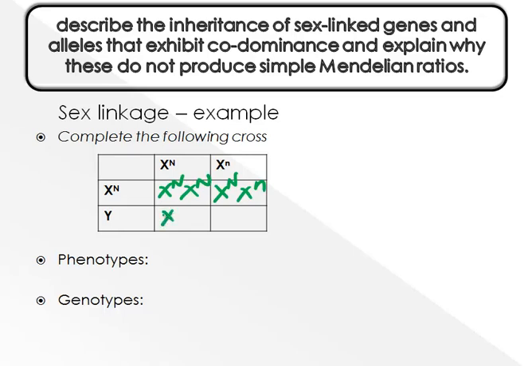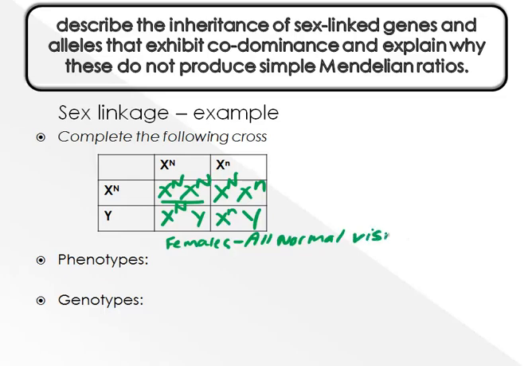We then have an X capital N and the Y, and then we have an X little n and a Y. So let's look at the phenotypes. If we look at the phenotypes for the females, we have a normal vision, and they're homozygous, but we're just looking at phenotypes, so that's normal vision. And because there is one of the dominant normal vision, the females are all normal vision.